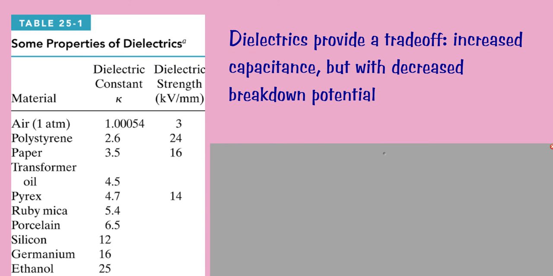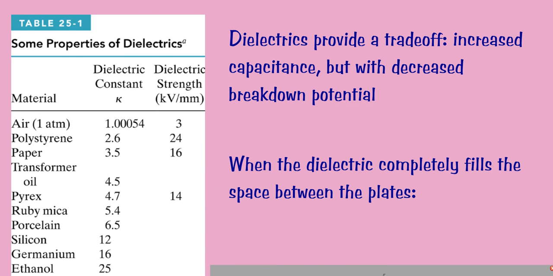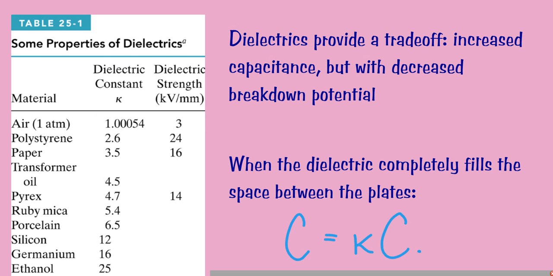This table, which you can also find in your textbook, gives you a list of some dielectric constants. Those are useful in actually calculating the capacitance when we have a dielectric in our capacitor. Because if the dielectric completely fills the space between the plates, then the capacitance of your capacitor is that dielectric constant times the capacitance if there were no dielectric there.